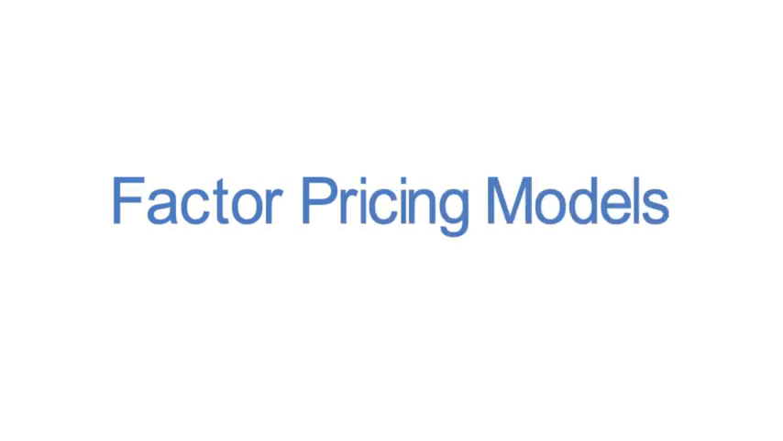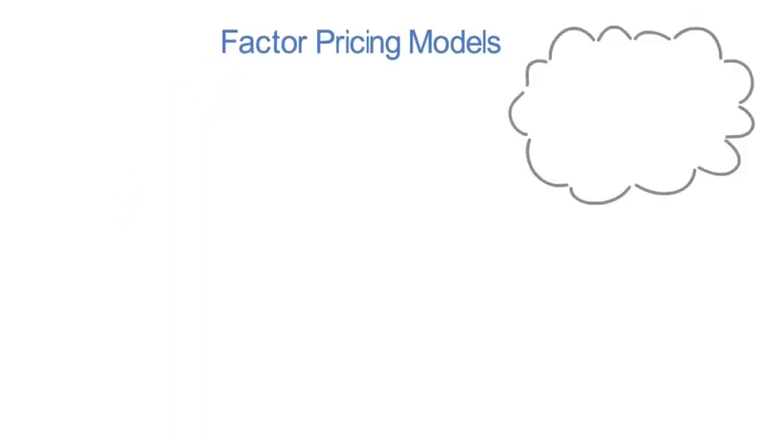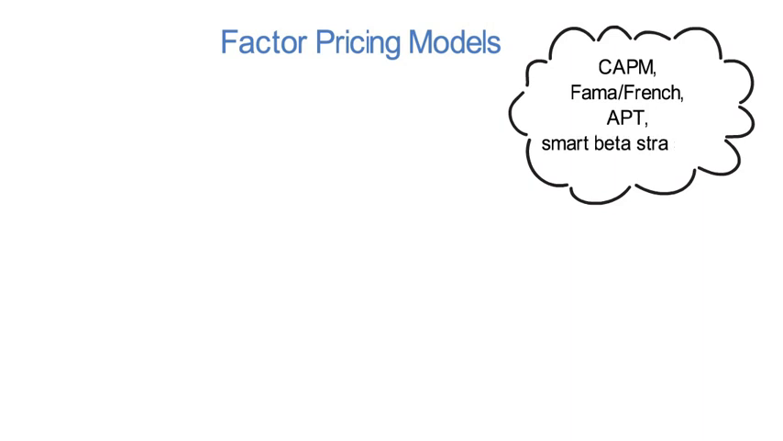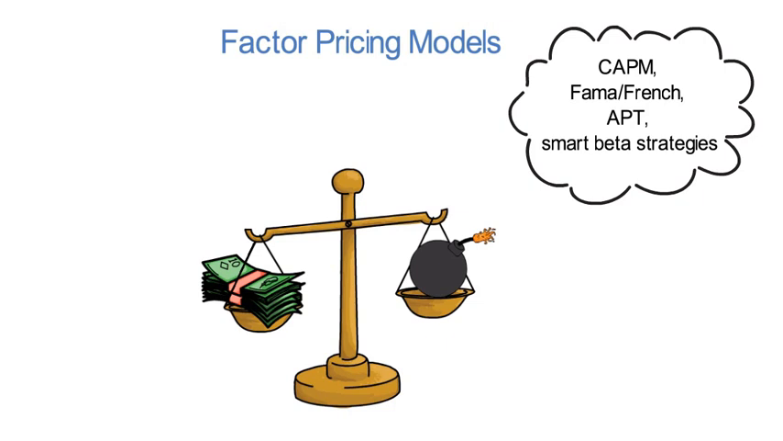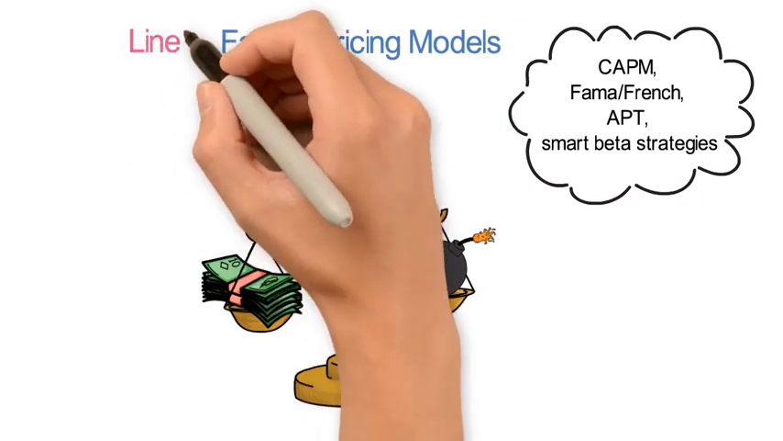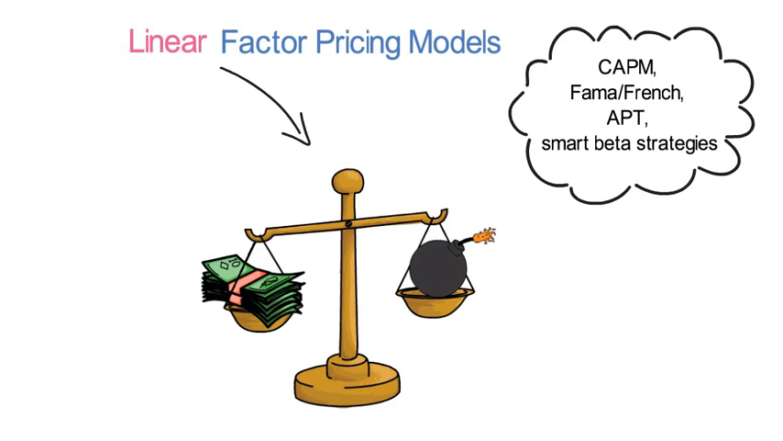In this video, we talk about factor pricing models. Factor models such as the CAPM, Fama-French, or the APT, as well as smart beta strategies such as low vol and others, do share one common logic. Their expected return and risk relationship stems from a linear factor pricing model. Such models are also called beta pricing models. This video explains the concept of such linear factor pricing models.